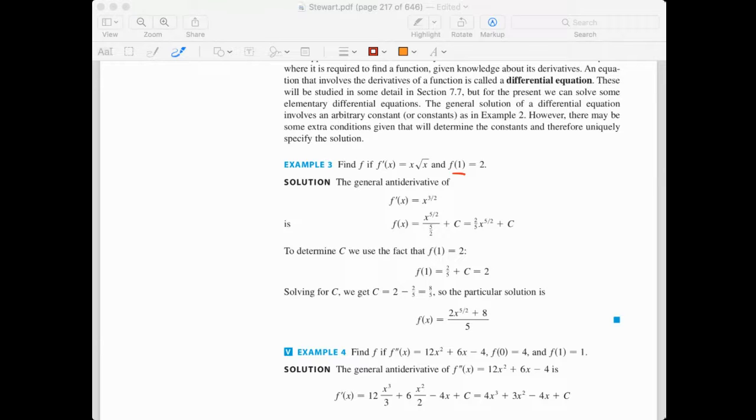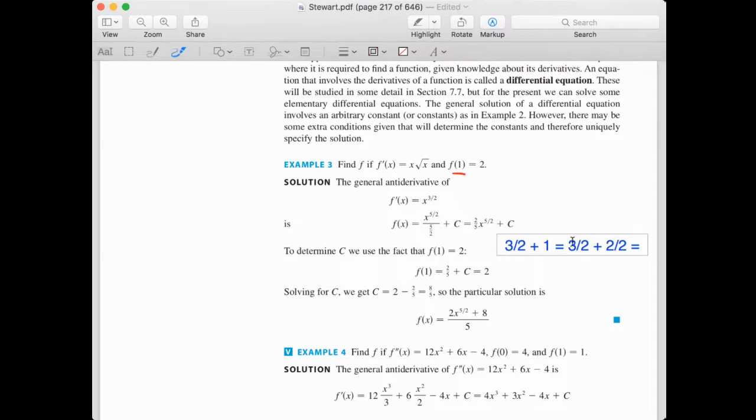How did I get 5 over 2? Okay, 3 over 2 plus 1. We add 1 to the exponent. Three over 2 plus 1. 1 is 2 over 2, right? We need a common denominator, so we get 5 over 2. All right.